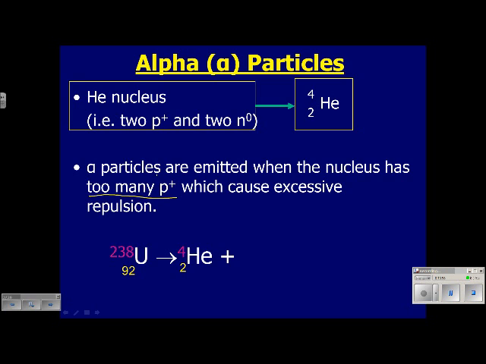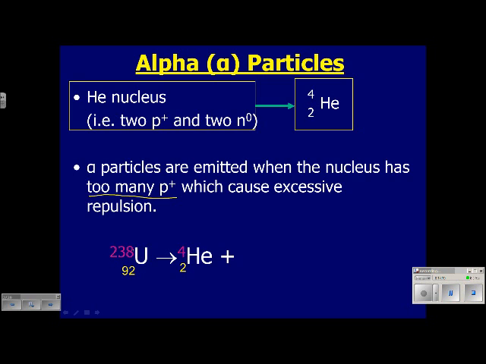And it likes them in pairs. I can't explain to you why. To be honest, I really don't know exactly why. I've read some stuff on it, but let's just say that when they've got similar numbers of protons and neutrons, they're stable.